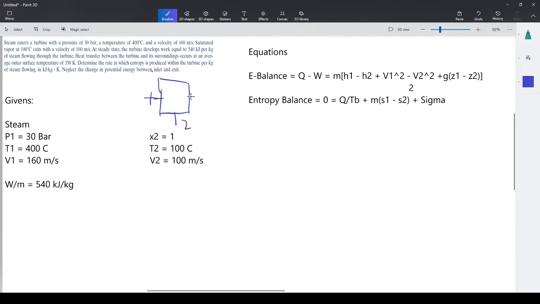And then what's happening is that heat transfer between the turbine and its surroundings occurs at an average outer surface temperature. So essentially how this works is that heat is leaving here, right? So heat is going out. I'm going to call this Q right here. And what this means is that this is the outer surface temperature. I'm going to draw a little box around it. And essentially this temperature is the outside of the turbine.